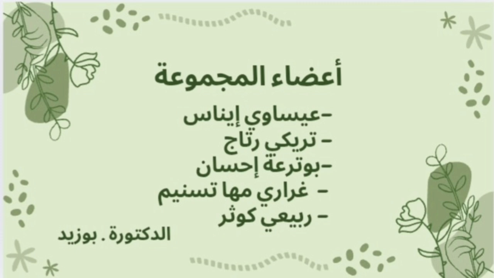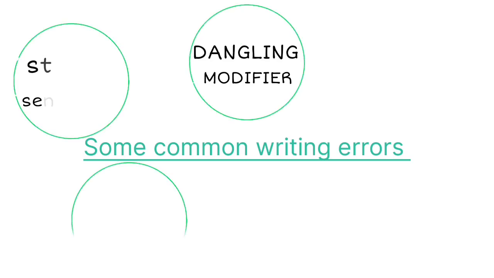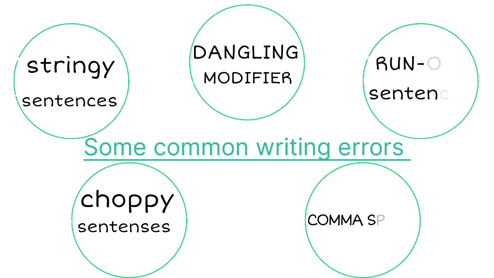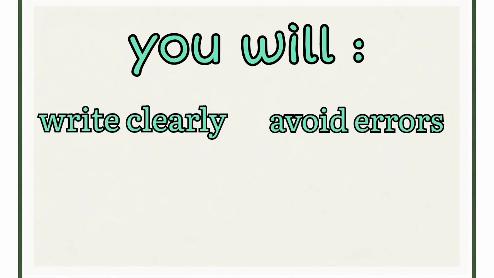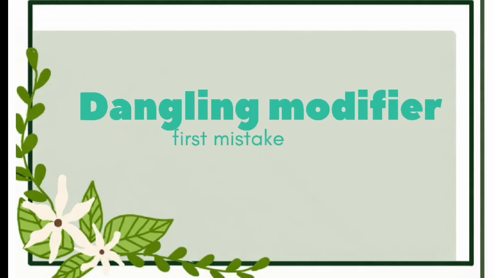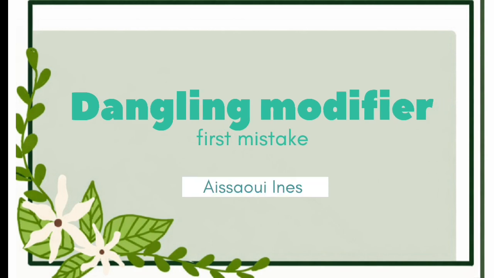In today's video, we are going to talk about common writing mistakes. Many learners make these mistakes when writing in English, and this is completely normal. Making mistakes is part of the learning process. By identifying and understanding these common mistakes, you will be able to write more clearly, avoid errors, and express your ideas more effectively. So now, let's move to the first mistake, which is dangling modifier.